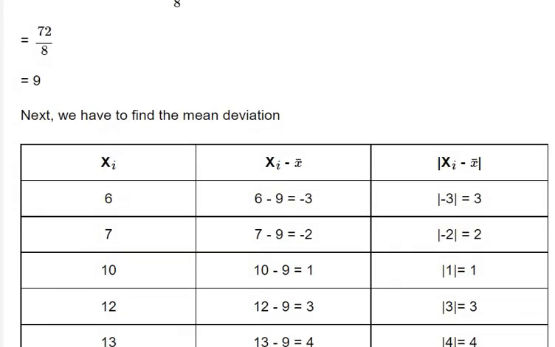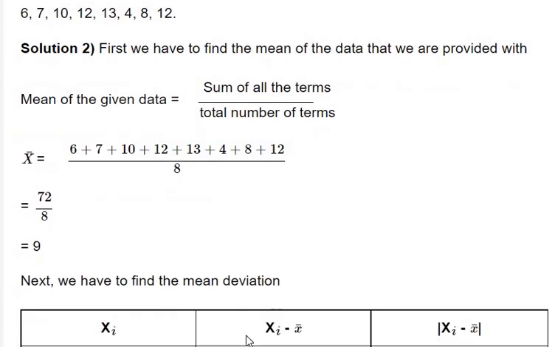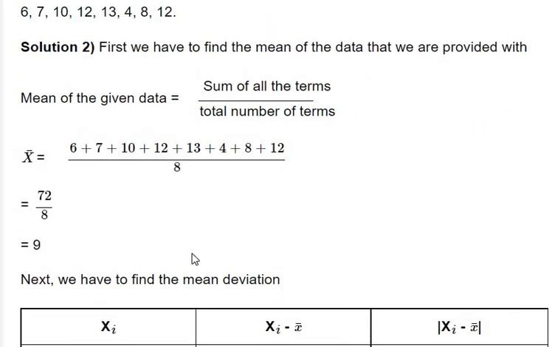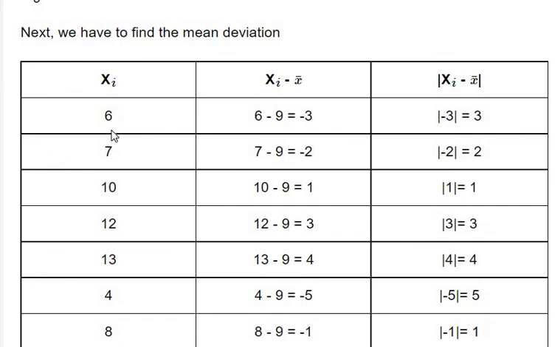Look at this table. We have the mean, as I told you, 9. The values of x are 6, 7, 10, 12, 13, 4 and 8. These are the variables, 8 variables that we have. So what we have to do is x minus x bar. What is x bar? X bar is 9. So what is our formula? X minus x bar. What is the first x? 6. So 6 minus 9 is minus 3, right? 6 minus 9 is minus 3.